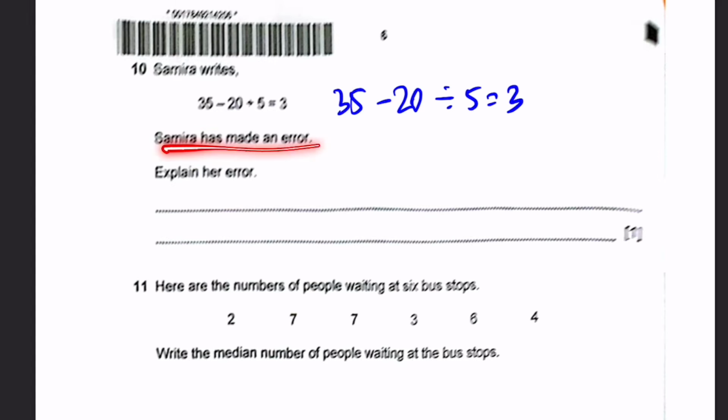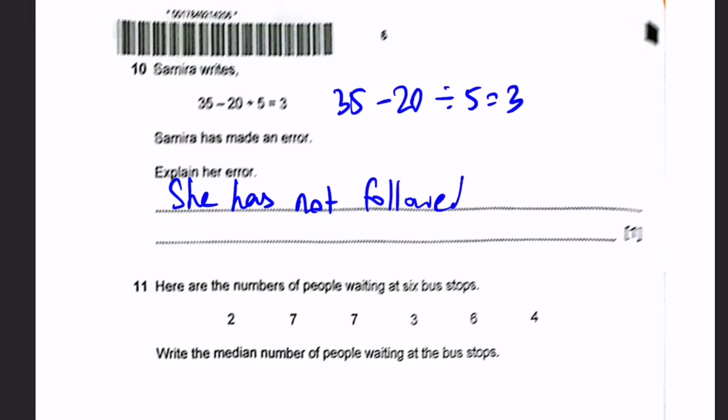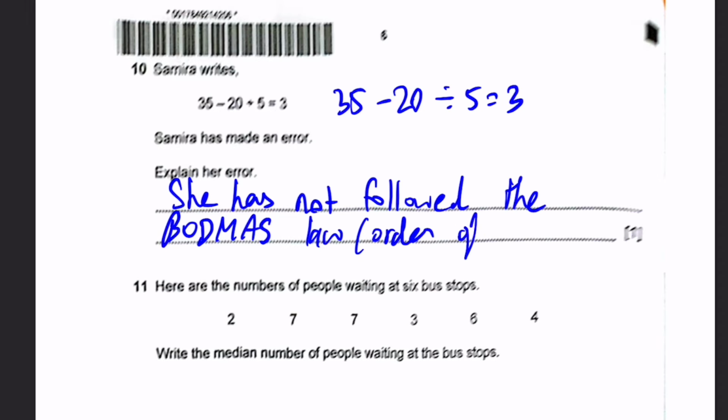Now, what is Samira's error? So she's done 35 minus 20, 15, and 15 divided by 5 is 3. That's wrong. She has not followed the BODMAS law. So brackets, orders, division, multiplication, addition, subtraction. The BODMAS law of order of operations.